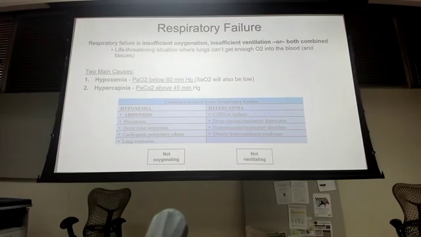Then you have hypercapnia, right? It's that CO2 retention. So anything over 45 is what we're considering hypercapnia. You come down here, your common causes, right? Two we're going to talk about today will be ARDS and neonatal respiratory distress syndrome.